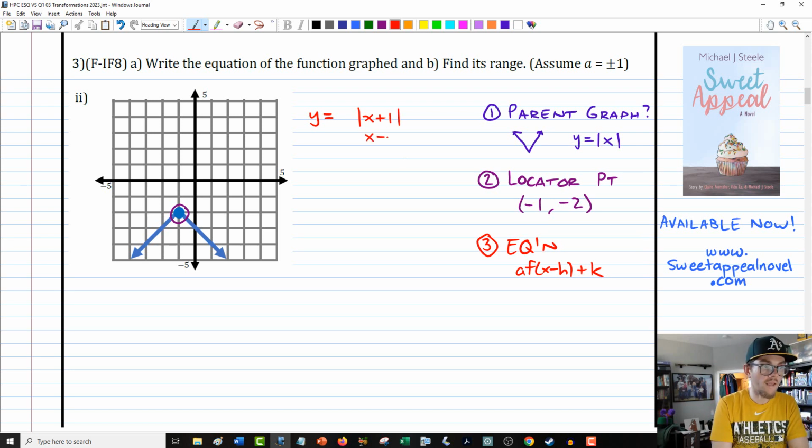You can think of that, by the way, as x minus a -1 if you need to. And then we're subtracting 2, or shifting down 2, so we'll also subtract 2. Now before you jump in though and go, cool, we got it, we're done, there's actually one thing left.